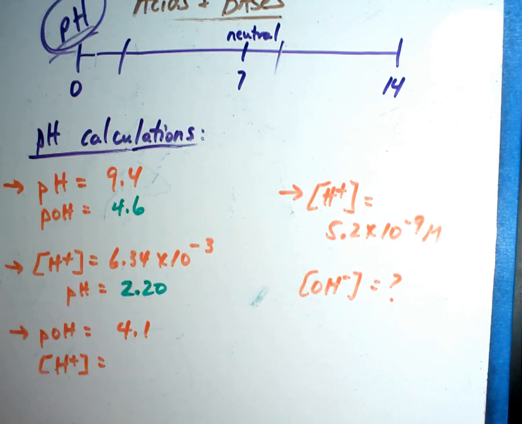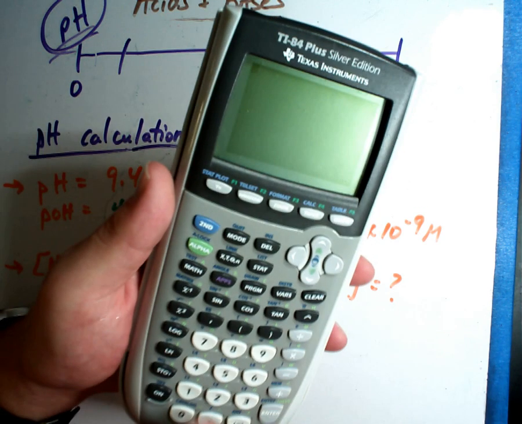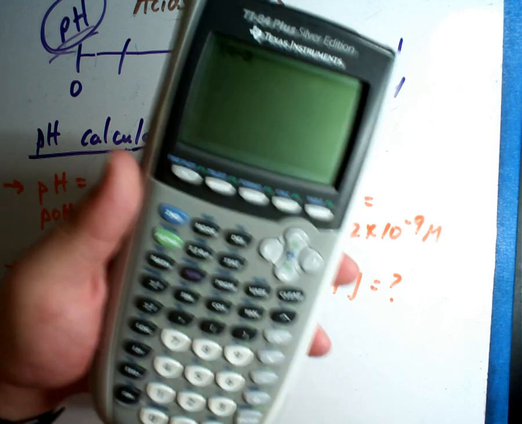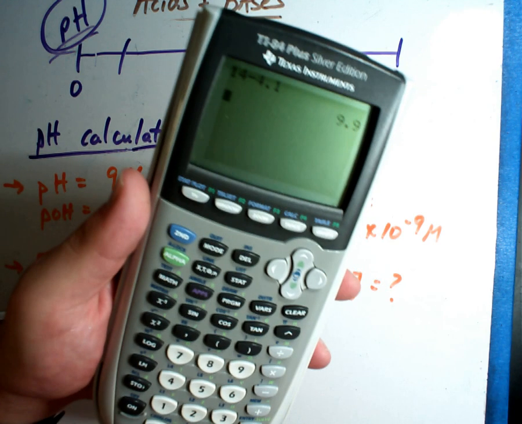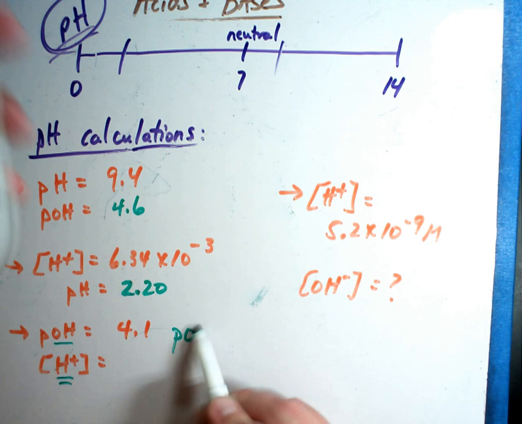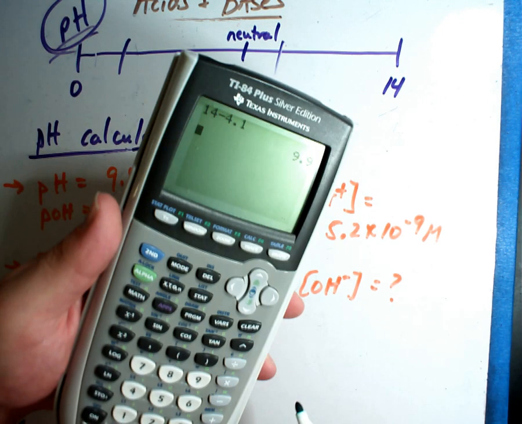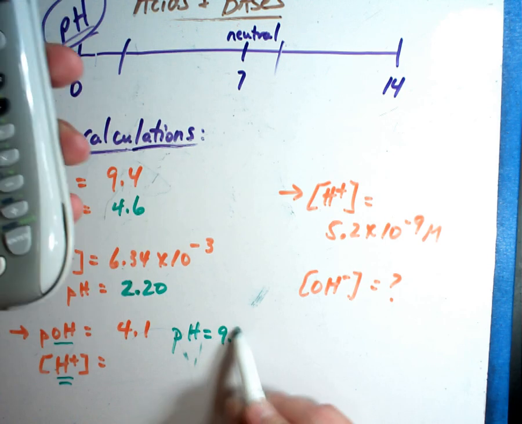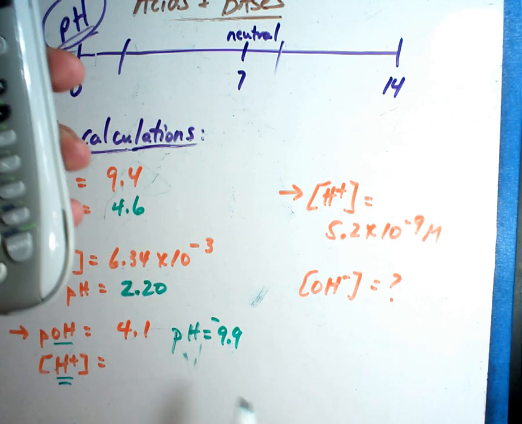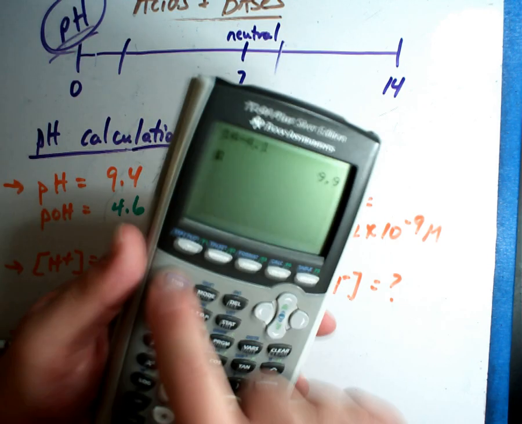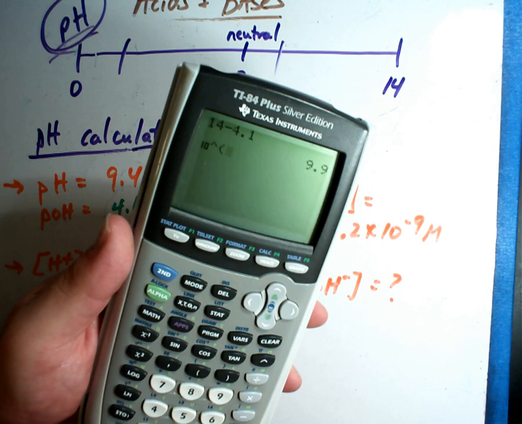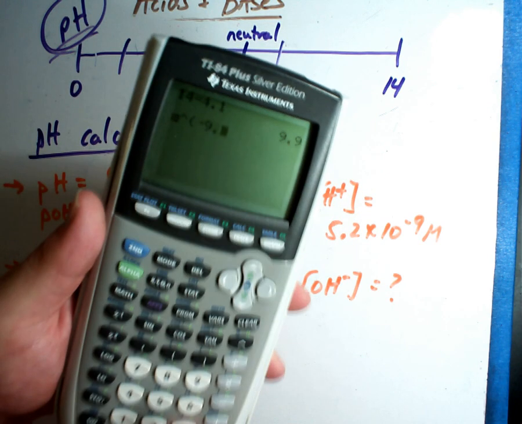Okay? In the third example, I asked for pOH and then I wanted H. Be careful, that's an OH to an H. So the first thing I have to do is take 14 minus 4.1. I got to convert that into a pOH, excuse me, a pH of 9.9. Now I got to put the negative on it, use 10 to the x. So I'm going to use 10 to the x of negative 9.9.